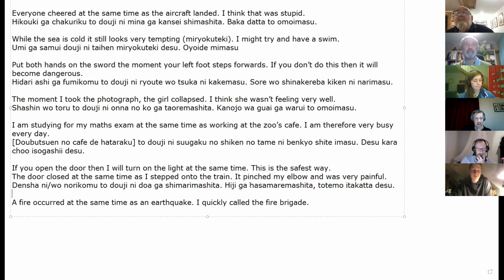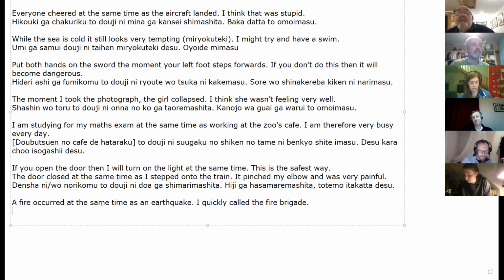Everybody together. See if you can get through this word here without dislocating your jaw. Densha ni norikomu to doji ni. Actually, it's more likely you'll grind all the enamel off your teeth saying that one, isn't it? Okay, Nasuka, do you want to try? I want to try. Excellent, good.